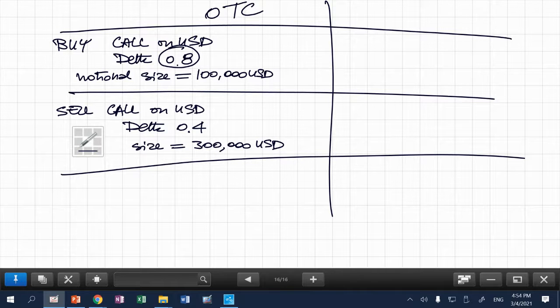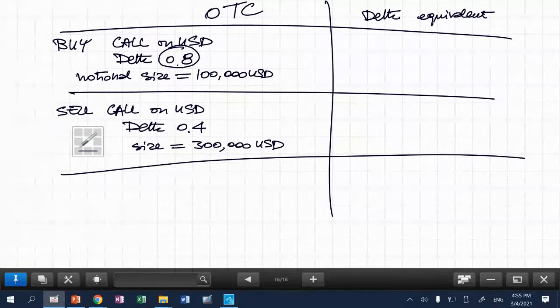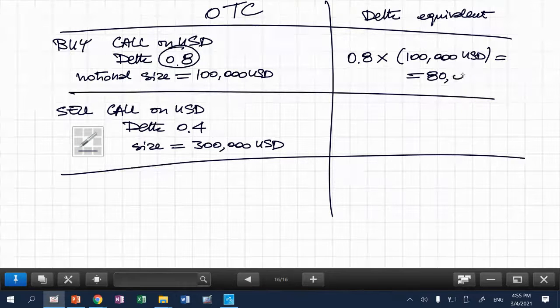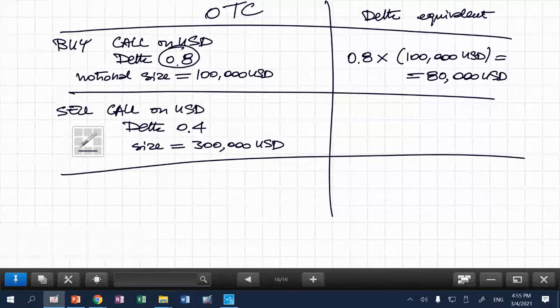So the way in which you transform the position into a delta equivalent, meaning an equivalent position on the underlying calculated through the delta, would be to say this is as if I had a long position on 80,000 US dollars. Because the size is 100,000, I only have a sensitivity of 80%.